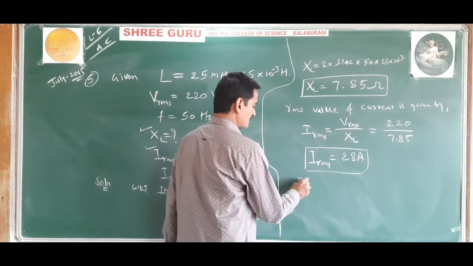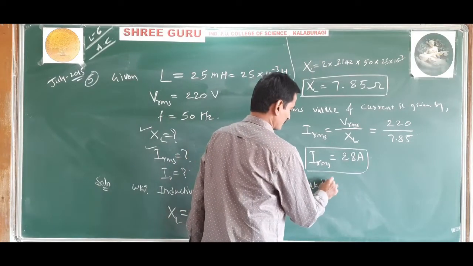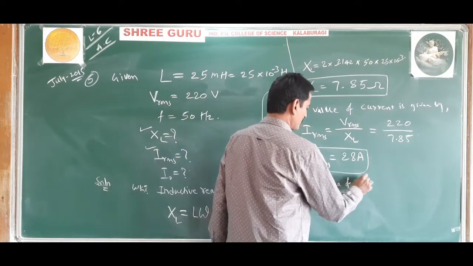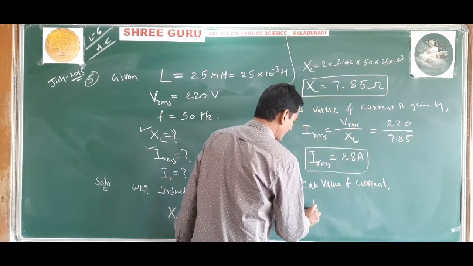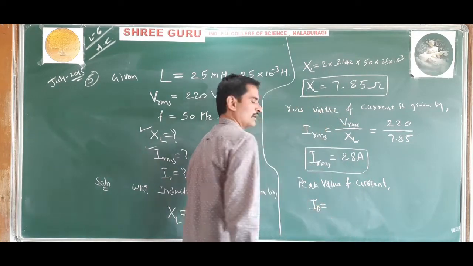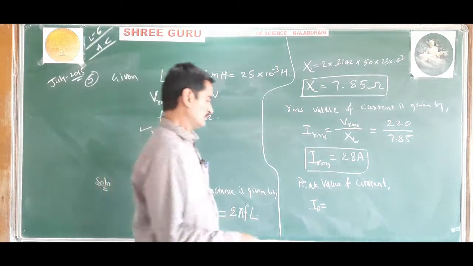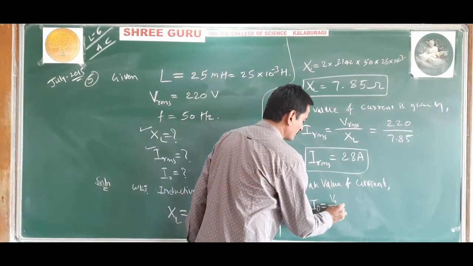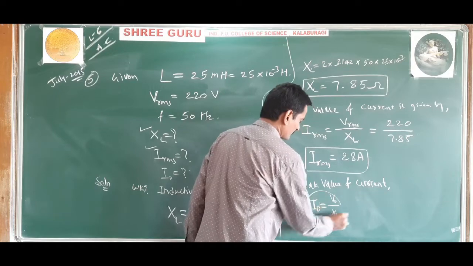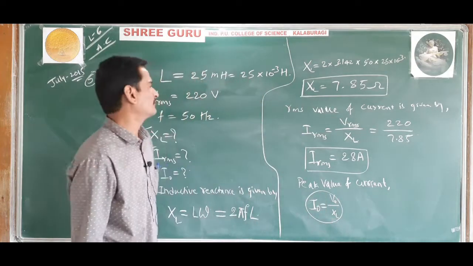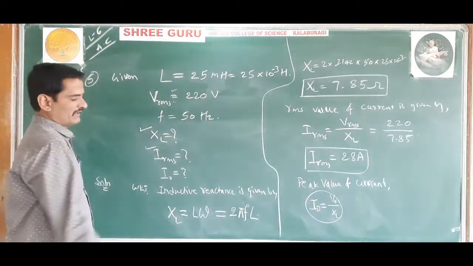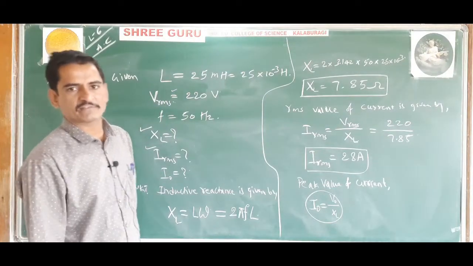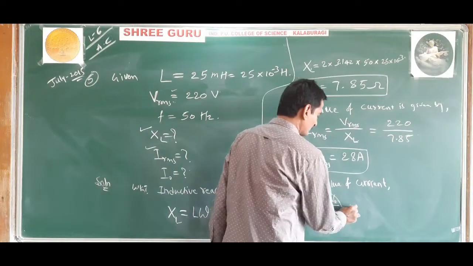And then the peak value of current, that is I0. I will give two formulas. You can write I0 is equal to V0 divided by XL, but we don't know V0. We have to calculate V0 by using VRMS, then substitute like this and you will get the answer. Or you write directly like this.